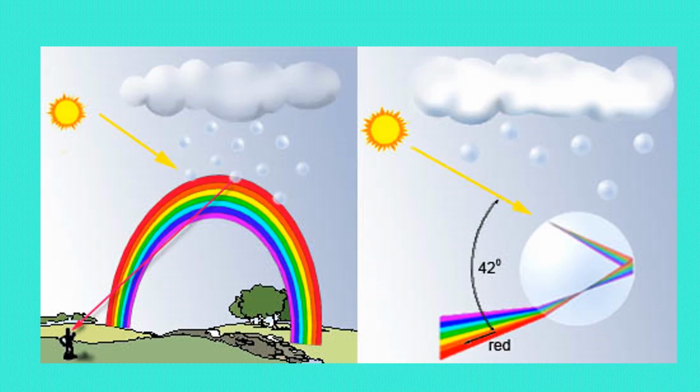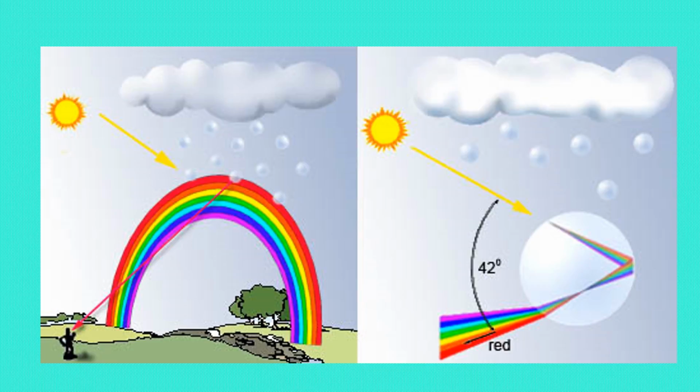The rainbow light is reflected to the eye at an angle of 42 degrees to the original ray of sunlight, like we can see here in the picture. The bow shape is actually part of a cone of light that is cut off by the horizon.